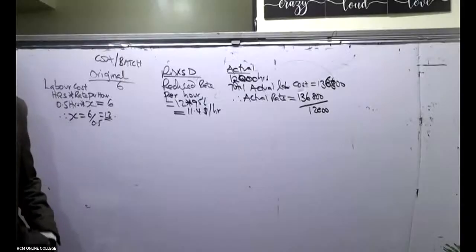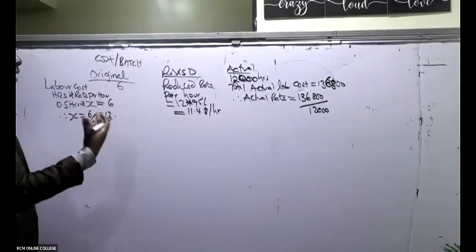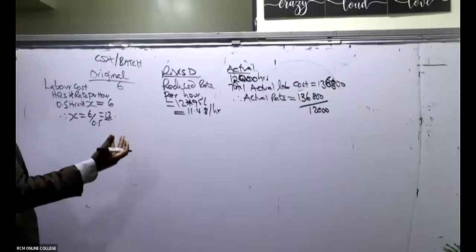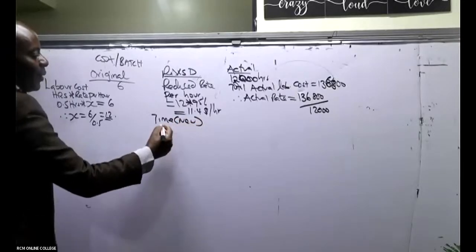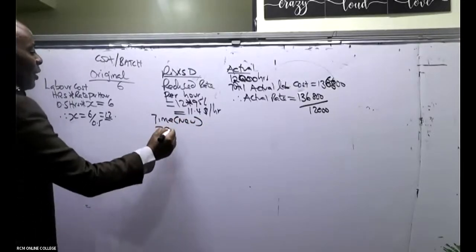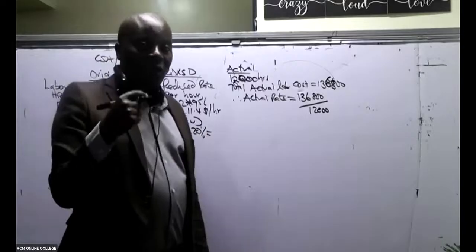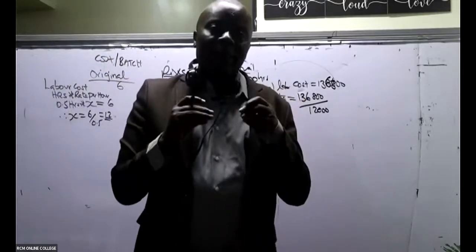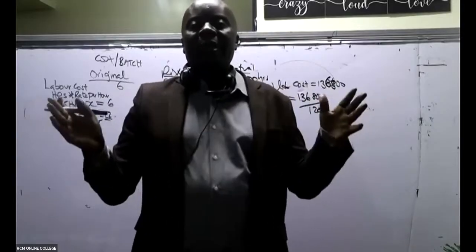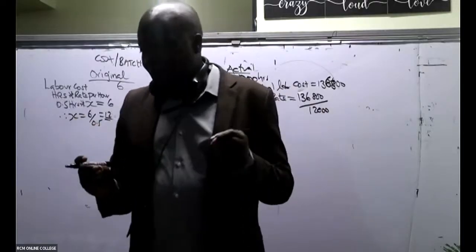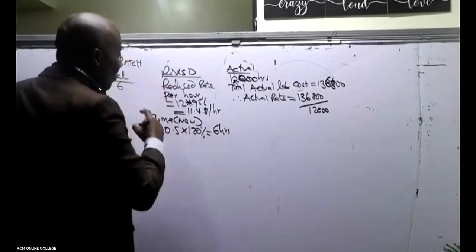Remember, initially the standard was 0.5 hours. That was the original. But now they're going to work much slower, and therefore the time is going to increase. The new time to make this will be 0.5 hours times 120%, because it's increasing by 20% over and above the normal 100. These guys are going to become slow, and when they are slow, they take more time. So this gives me 0.6 hours.